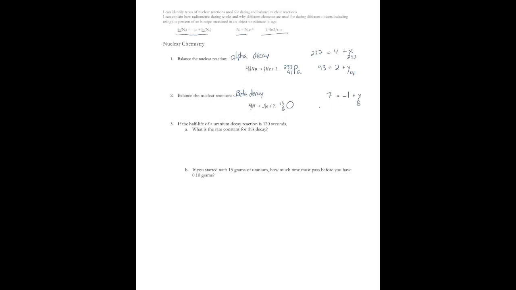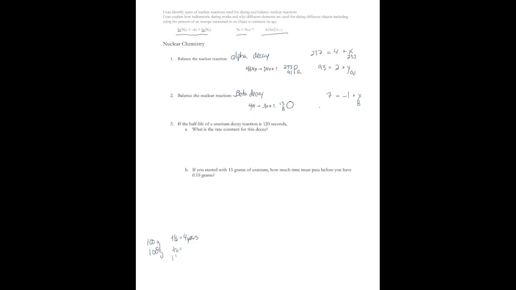All right, so now we're going to look at the half-life of a uranium decay reaction. Let's first think about what half-life really means. Let's assume that we started with 100 grams of a radioactive element, and we know that the half-life is equal to 4 years. Well, if that's the case, at time 0, when we're starting out, we would have 100 grams.